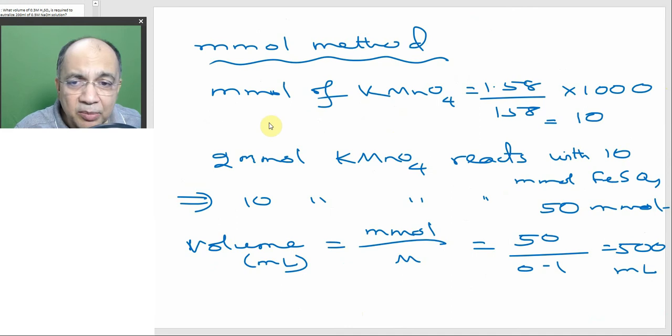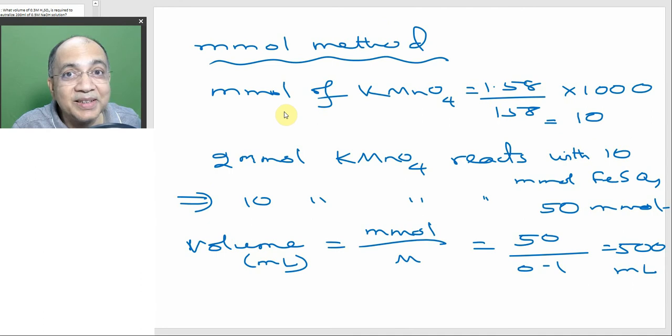You could have as well done it by the millimole method, the number of millimoles. I'm coming back to the molar method, the monotonous lengthy method that we are doing in this video. Millimole of KMnO4 is mass by molecular mass into 1000. This is the number of moles, this is the number of millimoles. Number of moles into 1000 will be number of millimoles.